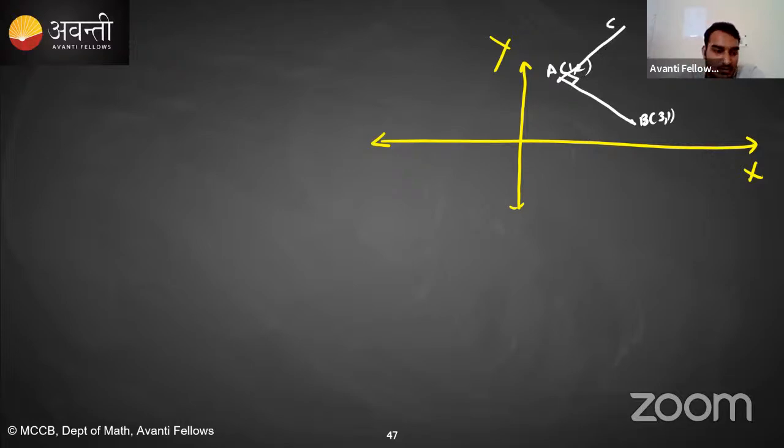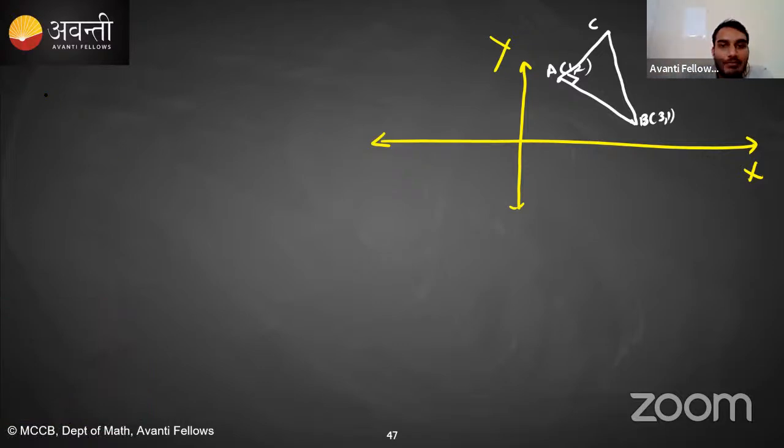Okay, so let me do it again. I was saying the triangle should be like this, somewhere here. This is point C. So this is triangle ABC. That's all. Is this clear, everyone? The triangle has to be in the first quadrant, so that's why.